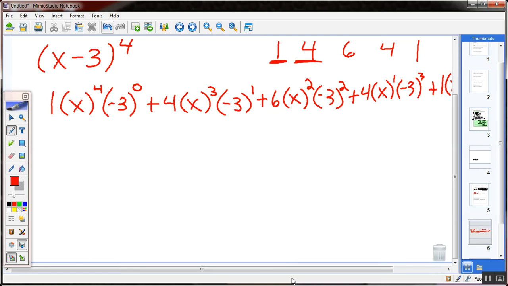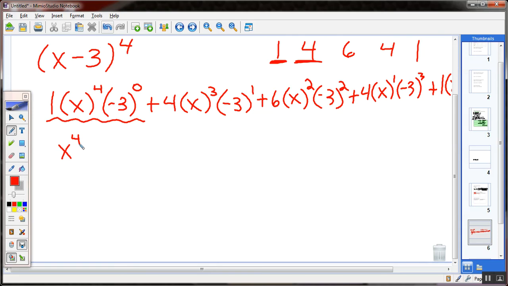No. Okay. So what's anything to the 0 power going to be right here, kids? 1 times 1 here. Still 1. So this first term right here is just going to be 1x to the what? To the 4. Okay.